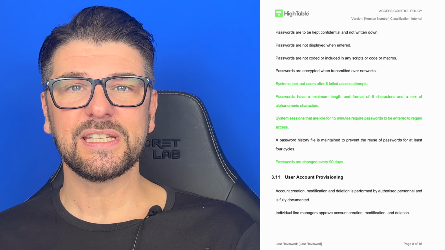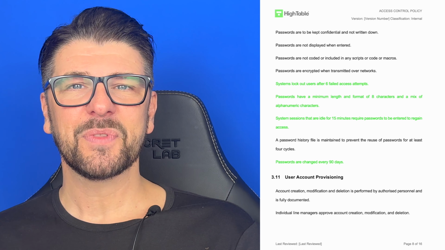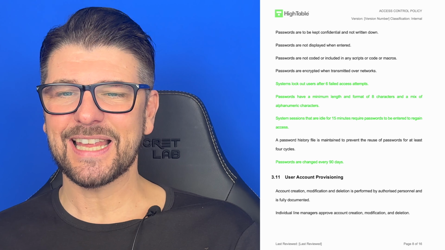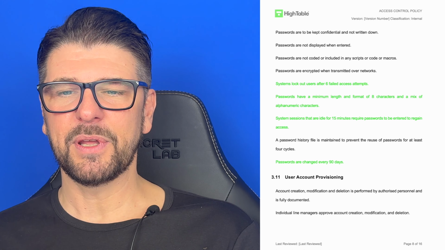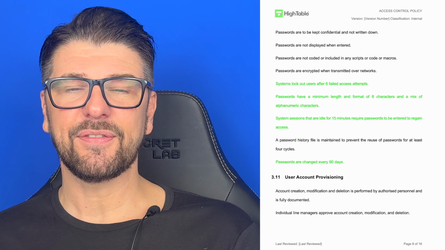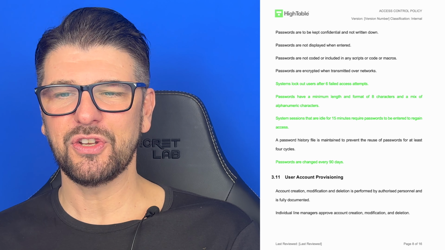Now, within the policies that I provide, you can see that there are elements where there is green text. That is for you to review, to change, to delete, to accept. So these are things that go a little bit above and beyond. Let's touch on them. Systems lock out users after 6 failed access attempts, or a number appropriate to you.